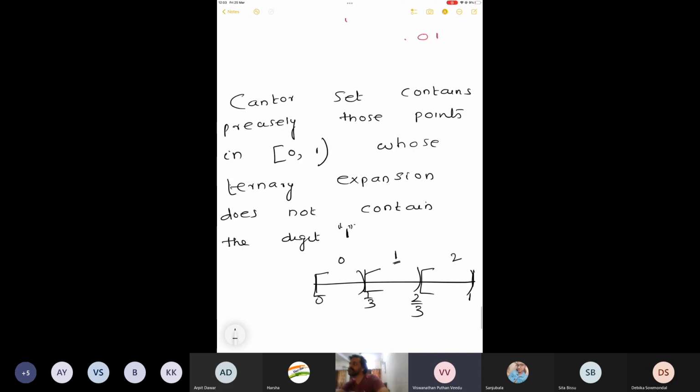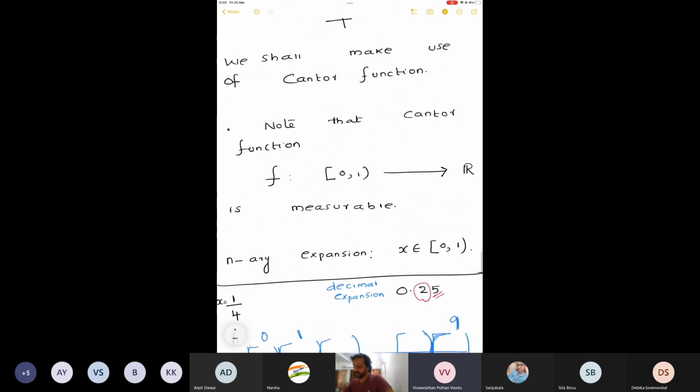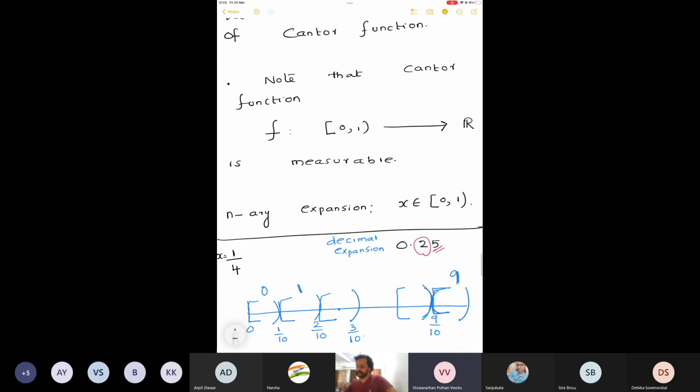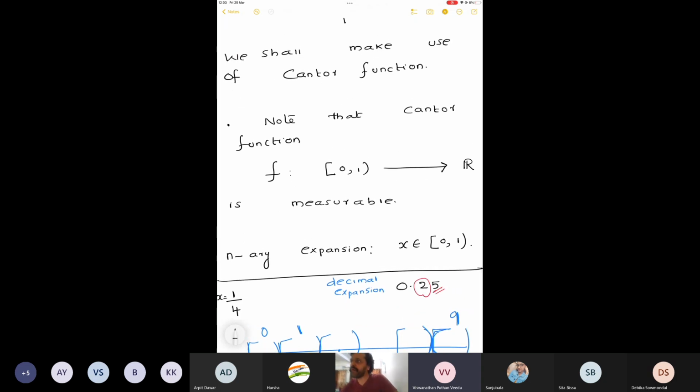This is a useful description. With this, you can prove that the Cantor set is uncountable and many other things. Now with this in mind, I can also define the Cantor function. Since we don't have time, I will stop here. Using the Cantor function, I will prove that there are measurable sets which are not Borel sets. I will seek help of the Cantor function. So let me stop here. We will meet tomorrow again.